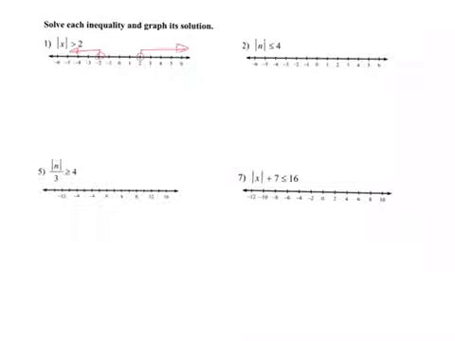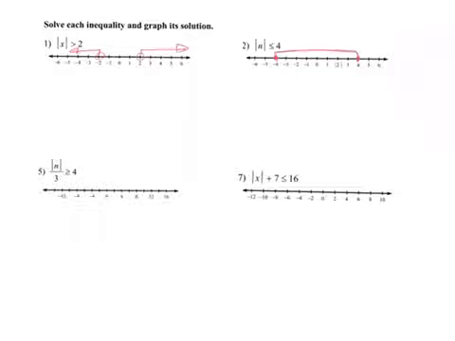Number 2, here's 4, closed circle. Here's negative 4, closed circle. And now the absolute value of that must be smaller than 4. So its distance between that number and 0 must be less than 4. So it's going to be between those two, because like the absolute value of 2 is 2, which is less than 4. So any number in there is going to work.